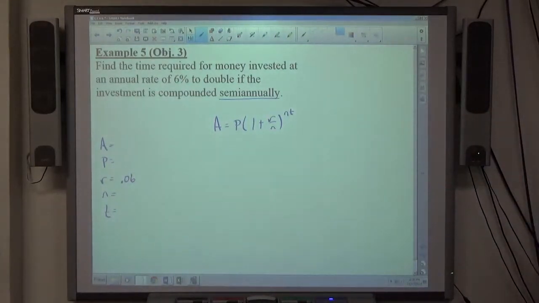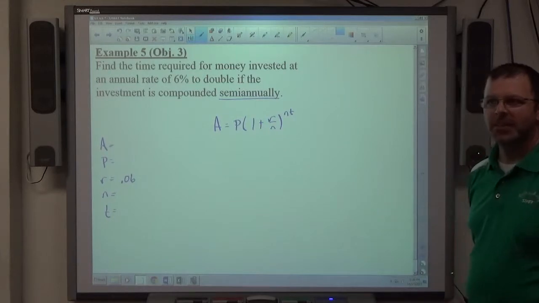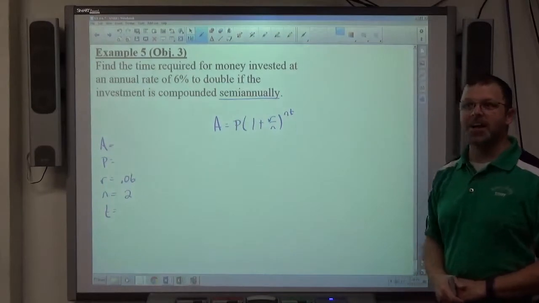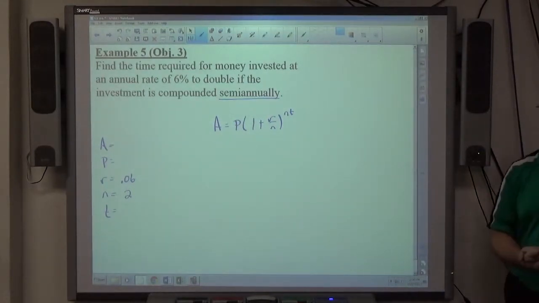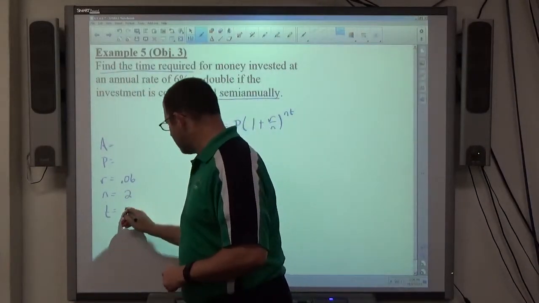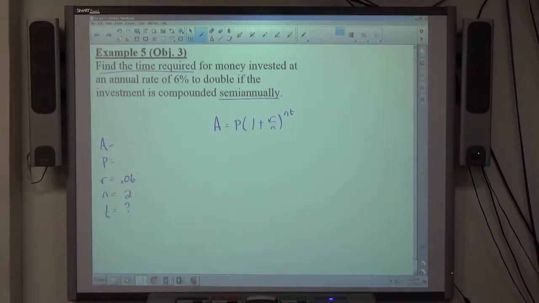All right, so somebody else tell me what n equals. What's semi-annually mean? Twice a year, so n equals 2. If you ever hear about the semi-annual sale, that means that happens twice a year. All right, what does t equal? It wants to know that. It says find the time. We don't know, right? So, question mark. What do A or P equal? We do not know. Okay, that's the problem. We got 3 things we don't know out of 5.